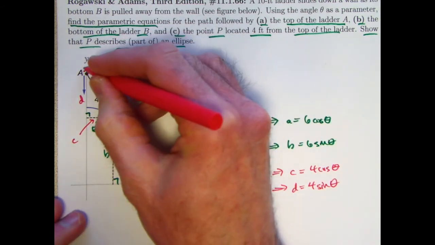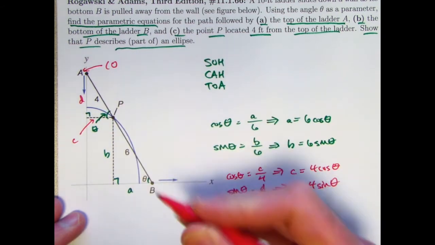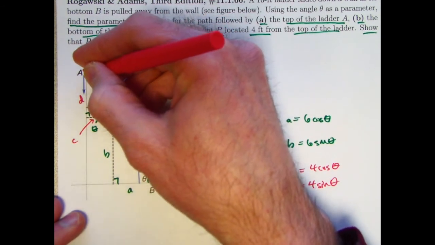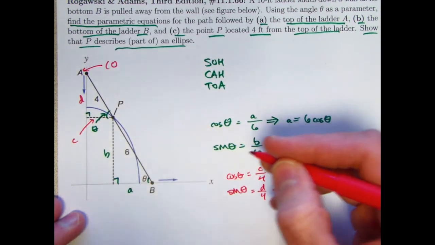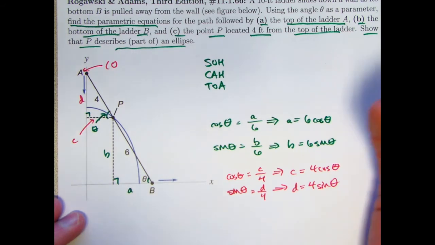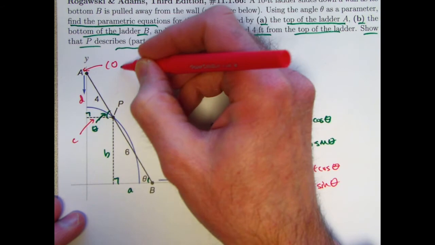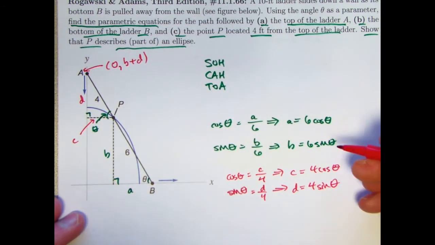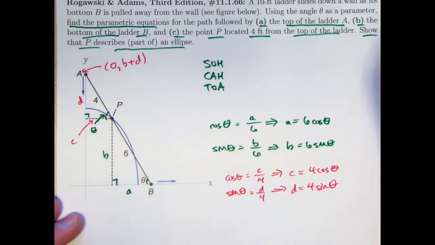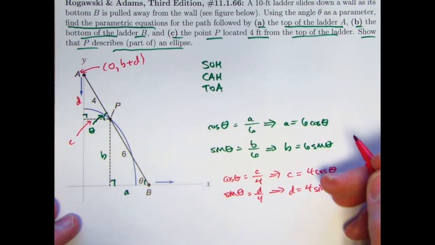Think about the coordinates of capital A. Its first coordinate is 0. It's the point where the ladder is touching the wall. It stays on the wall, on the y-axis here. Its first coordinate is always 0. Its second coordinate, based on this labeling, is the sum b plus d, which ultimately does depend on theta. We are then getting the coordinates of A as functions of theta. Theta is a parameter for those parametric equations, as they are called.